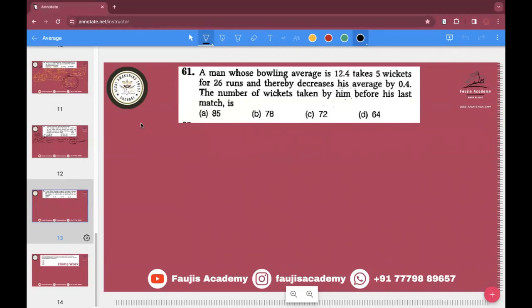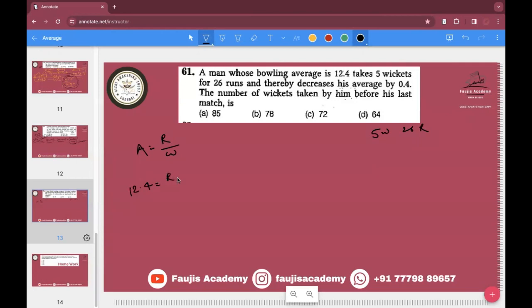Okay, see, average is equal to runs given by wickets taken. Vishnu, are you there? Before this match, wherein he took 5 wickets and gave 26 runs, what was his average?